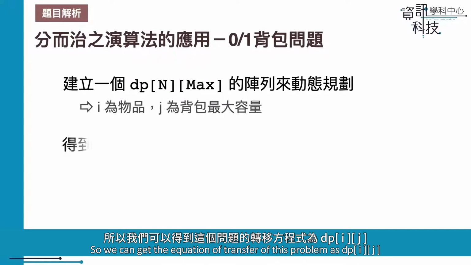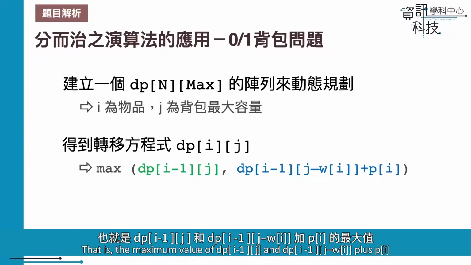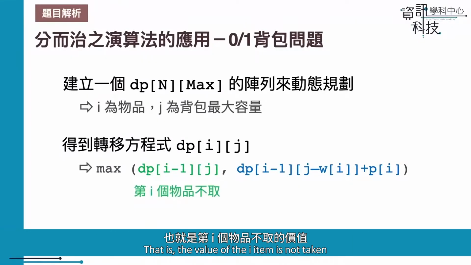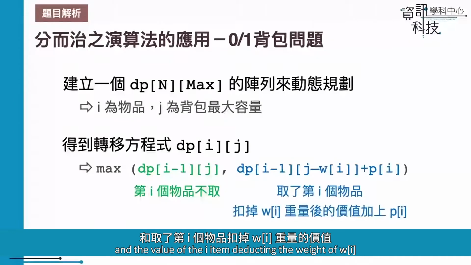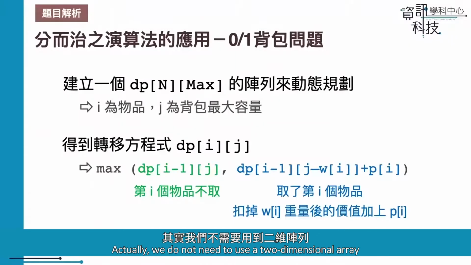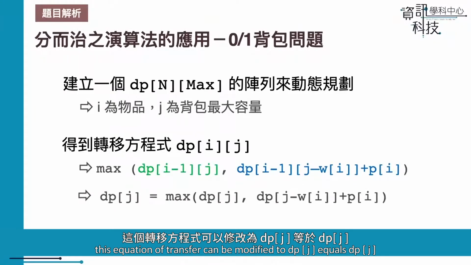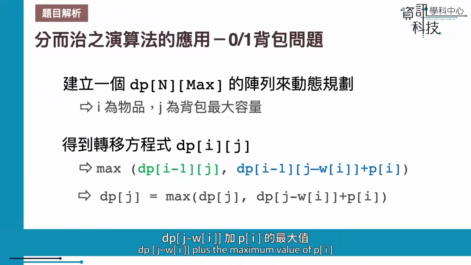So we can get the equation of transfer of this problem as dp[i][j], that is, the maximum value of dp[i-1][j] and dp[i-1][j-wi]+pi. That is, the i-th item is not taken, or the value after deducting the weight of wi, and finally adding the value of pi, whichever is greater. Actually, we do not need to use a two-dimensional array. This equation of transfer can be modified to dp[j] equals the maximum value of dp[j] and dp[j-wi]+pi.